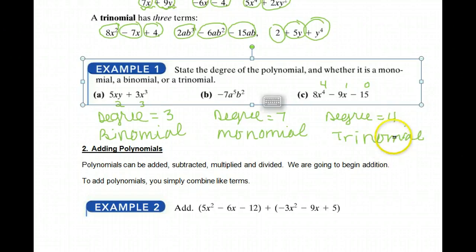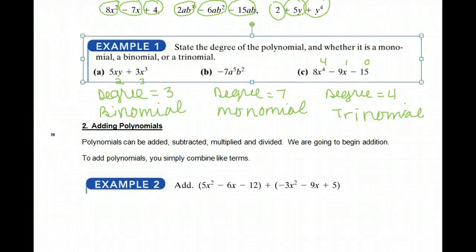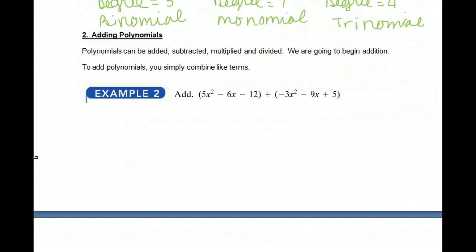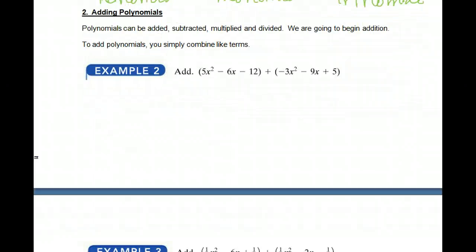A trinomial. Now for the next section, we are going to learn how to add polynomials. Polynomials can be added, subtracted, multiplied, and divided. We're going to start with addition. And what I need you to remember for this section is that we are simply going to combine like terms.